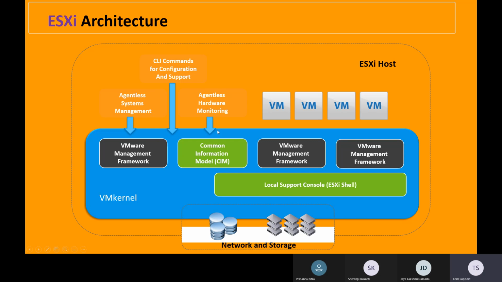Okay, and if you want to monitor the ESXi server, there is a default Common Information Model service. By default, it runs at the VM kernel level. This is also agentless hardware monitoring. In order to monitor your ESXi server, you do not need to install any agent. Without an agent, we can monitor the ESX box.